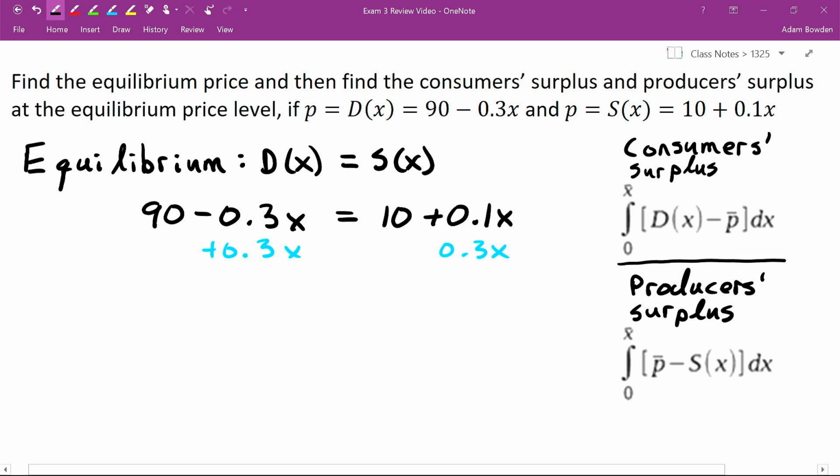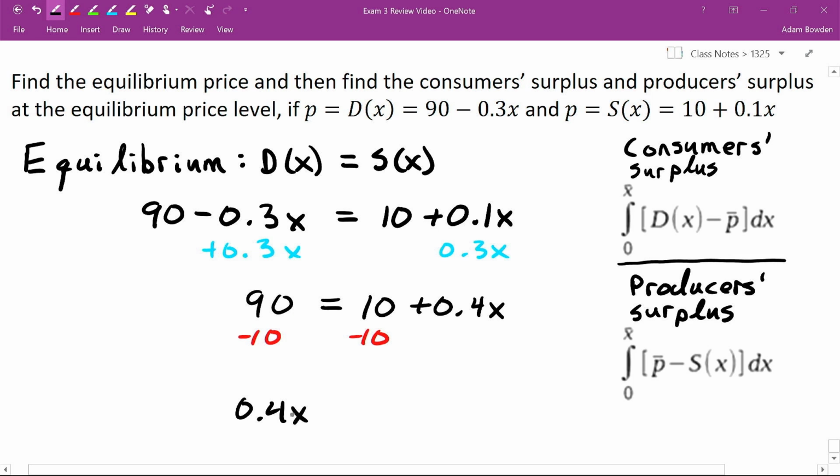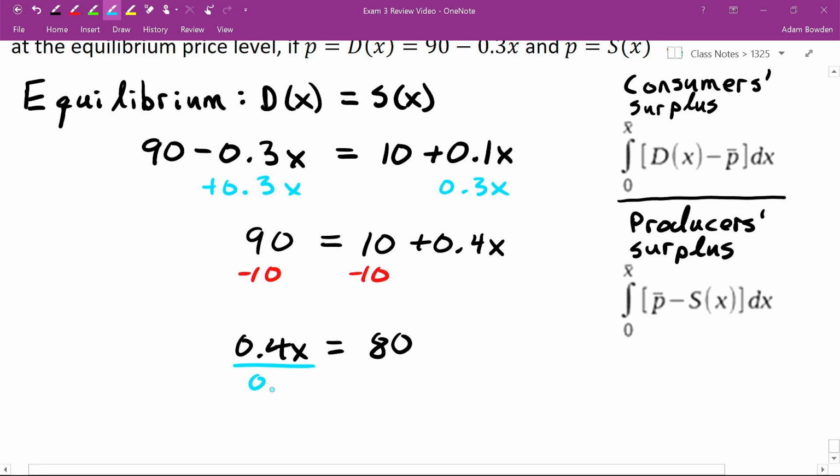And we'll have here 90 equals 10 plus 0.4x. Let's subtract over the 10 from both sides. So we're going to have 0.4x is equal to 80. We're going to divide out the numbers here to solve for x. X is equal to 200.